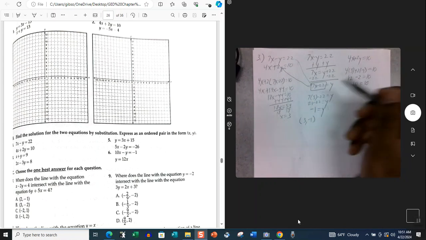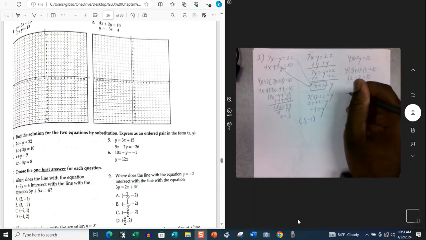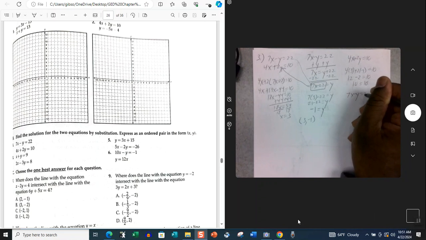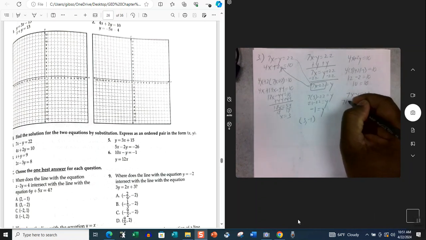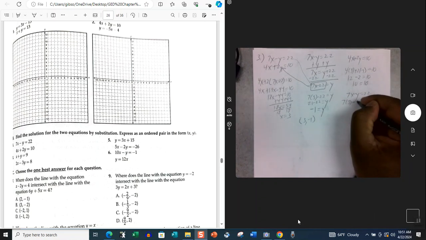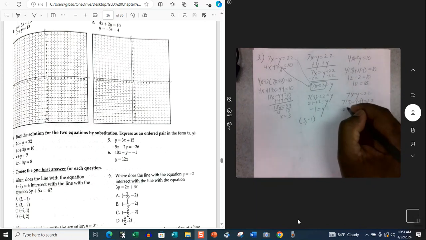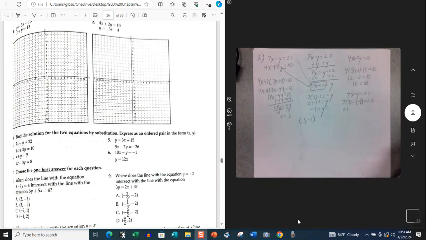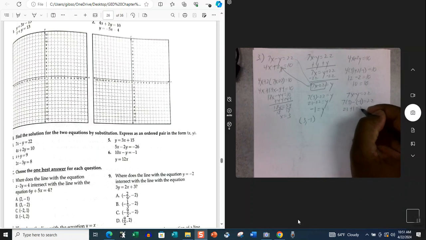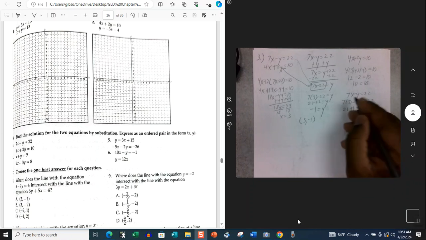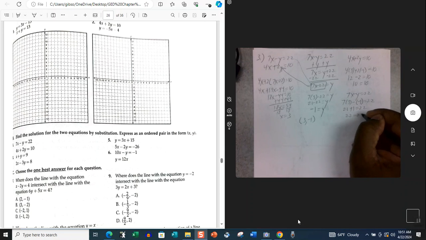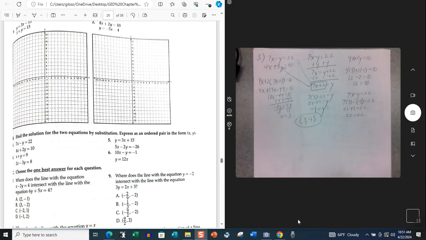Now we could go to the first one. So you have 7x minus y equals 22. So you'll do 7 times 3 minus a negative 1 equals 22. 7 times 3 is 21. Minus a negative 1 would be plus 1 equals 22. 21 plus 1 is 22, equals 22. So our ordered pair is 3, negative 1.